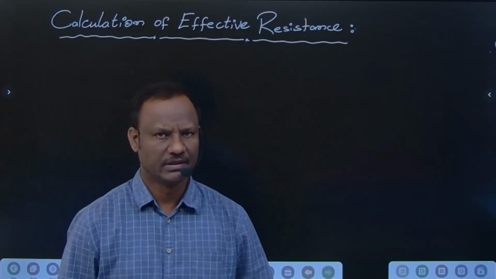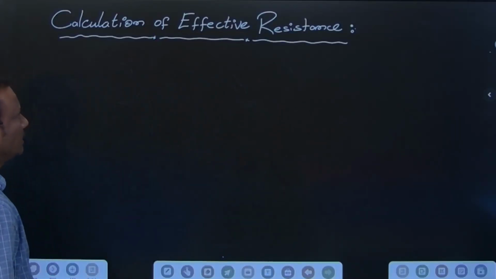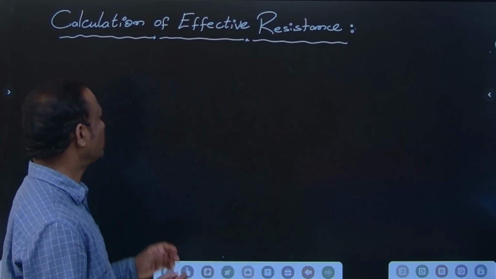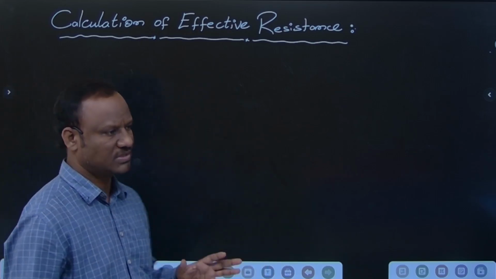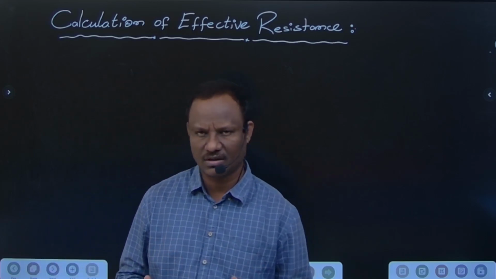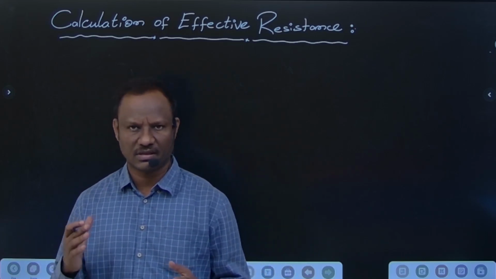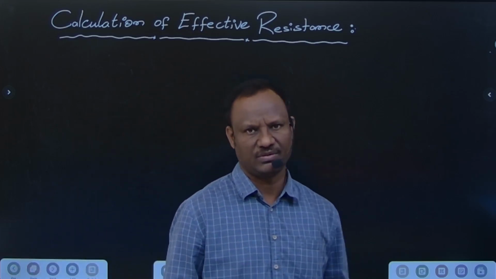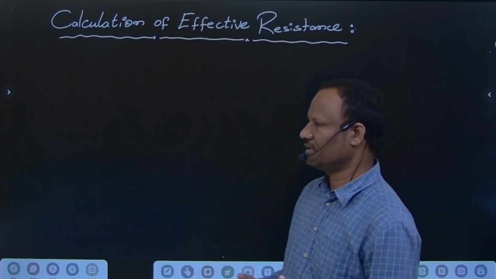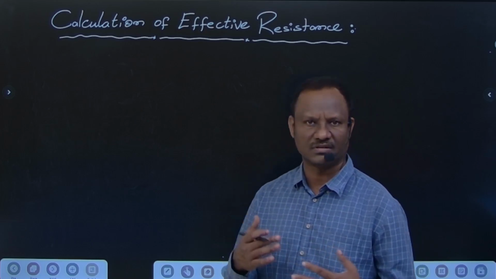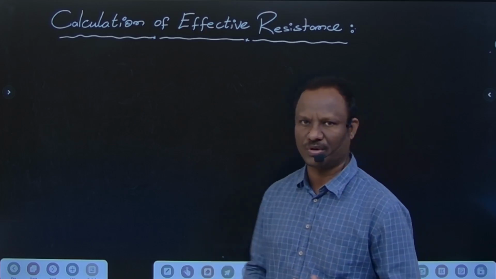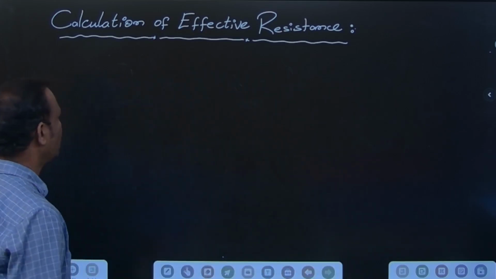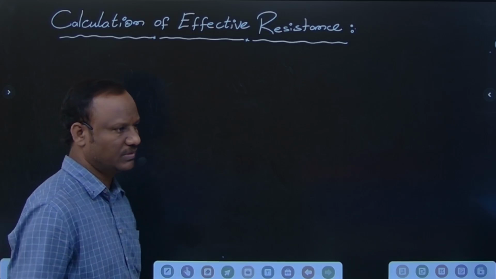Hello students, here we are discussing the calculation of effective resistance. In the calculation of effective resistance, the first thing is the resistance combination, series and parallel combination, and the next is that resistors can be connected in different circuits in different modes, different methods. Most of us face difficulties solving the problems, so we need to follow some methods for problem solving, that is, calculation of effective resistance.